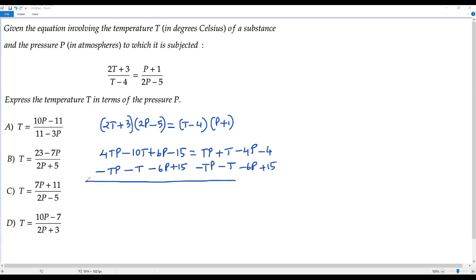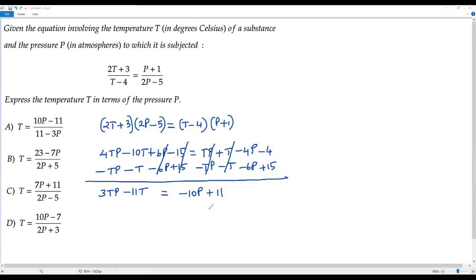Okay, so let me do the simplification. When I combine 4TP and negative TP, I'm getting 3TP. When I combine negative 10T and negative T, I'm getting negative 11T. Positive 6P and negative 6P will cancel out. Negative 15 and positive 15 will cancel out. On the right, positive TP and negative TP will cancel out. Positive T and negative T will cancel out. When I combine negative 4P and negative 6P, I'm getting negative 10P. When I combine negative 4 and positive 15, I'm getting positive 11.